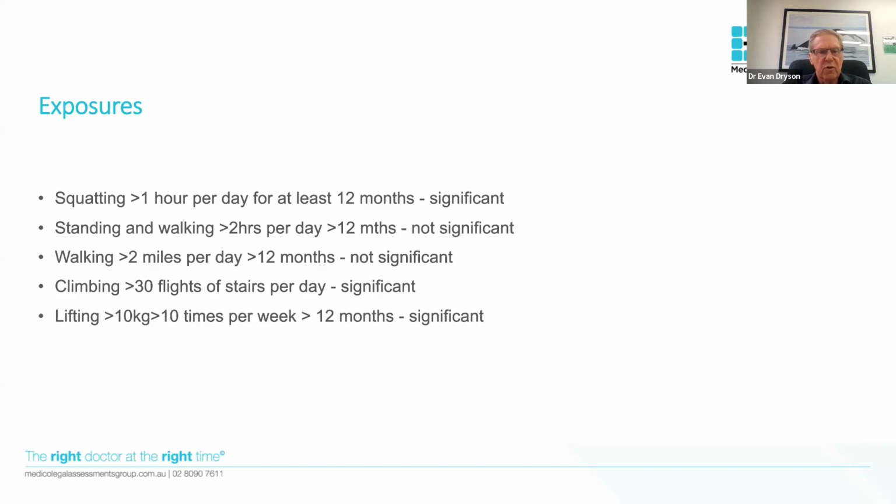Walking more than 2 miles per day for at least 12 months also did not show a significant risk factor for meniscal tears. Climbing stairs, however, did show a significant risk factor, and it was identified here as being more than 30 flights of stairs per day. Lifting, again, was significant.